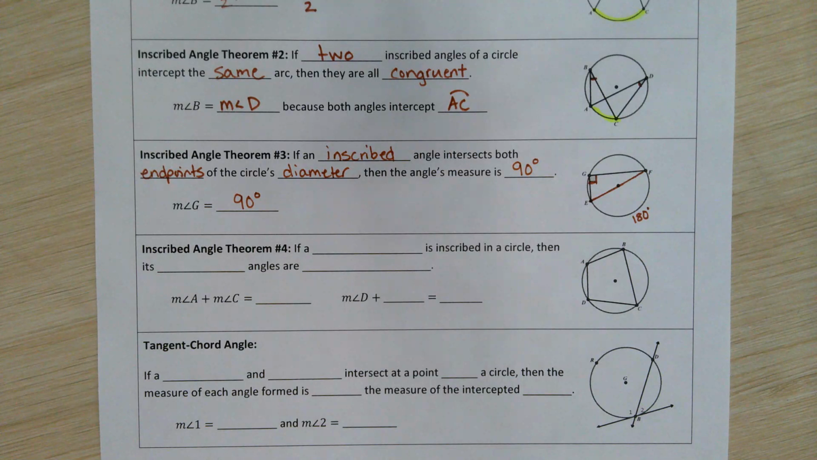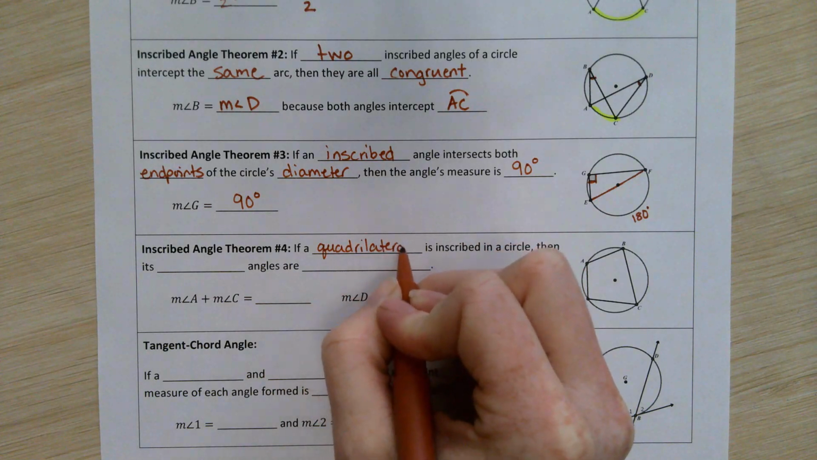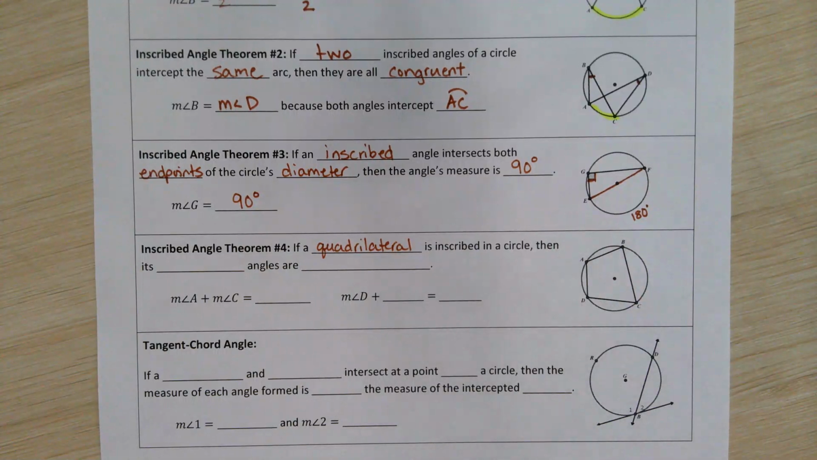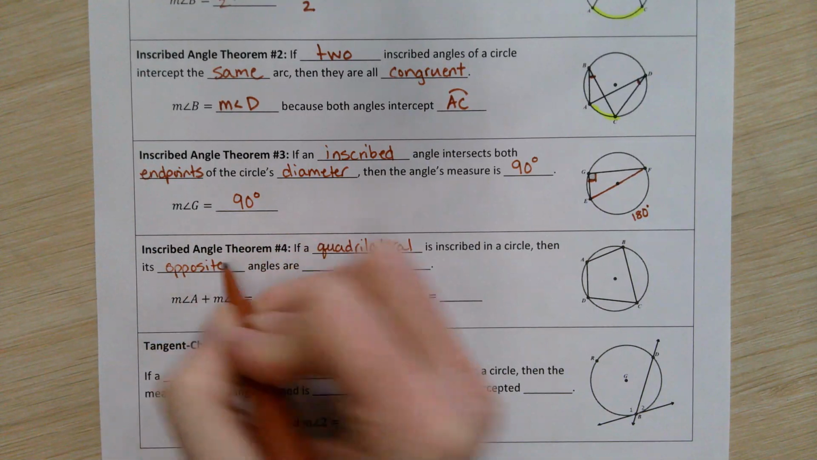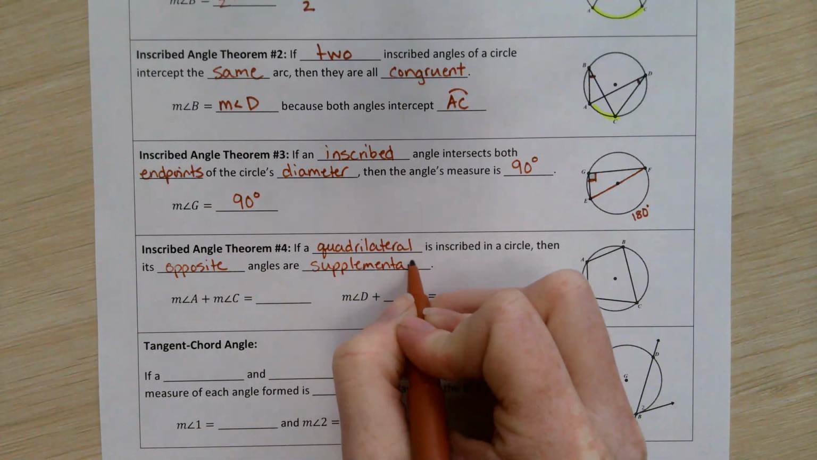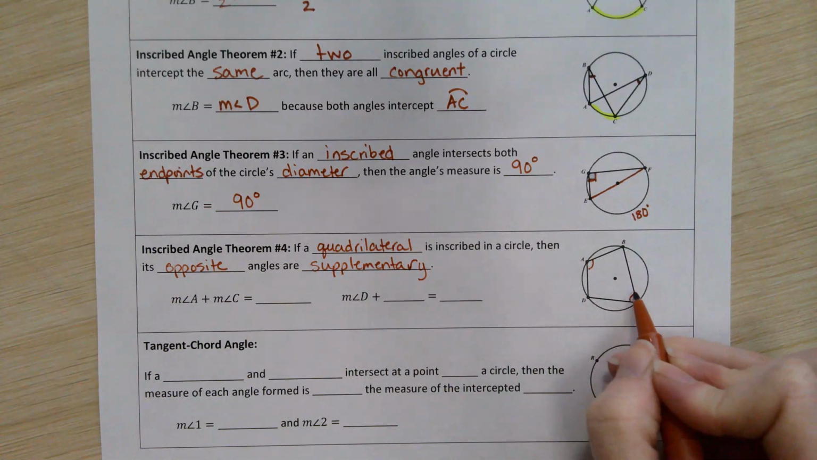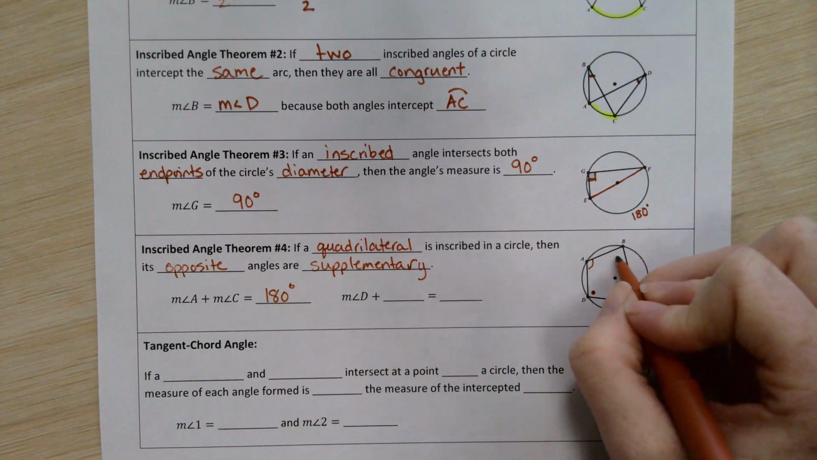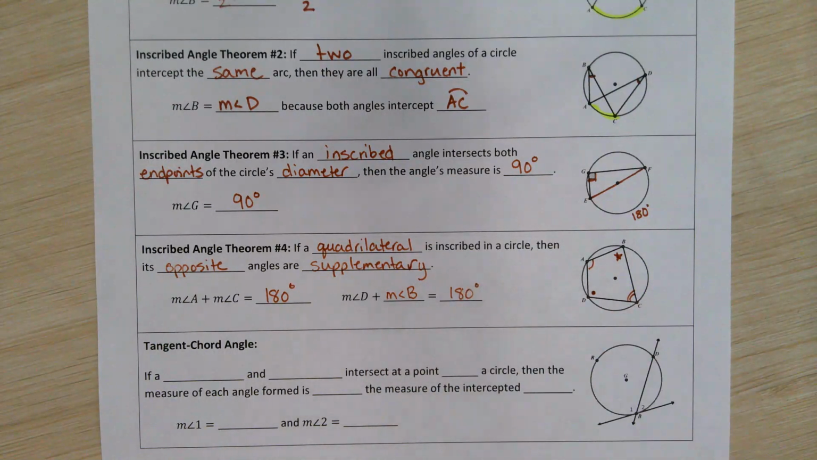Inscribed angle theorem number 4 is if we have a 4-sided shape, so a quadrilateral, that is inscribed in a circle, that means all 4 of its angles are inscribed angles. Then what happens in that case is that the opposite angles will always turn out to be supplementary. So in other words, if we're looking at angle A and angle C, they'll add up to be 180 degrees. And then the same thing for angle D and angle B. They'll add up to be 180 degrees as well.